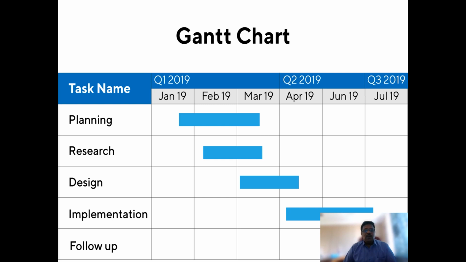The Gantt chart is a visual description of a project timeline. You can see here planning, research, design, implement, follow up. This is the name of the task. If we take this year, every month of the year, what will be the progress of each task? So this chart shows the start and end dates of a project's components, such as resources and planning.